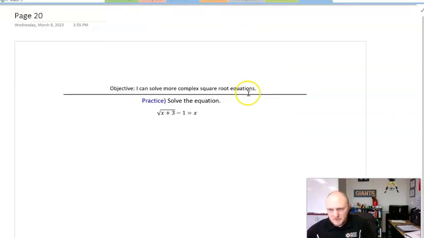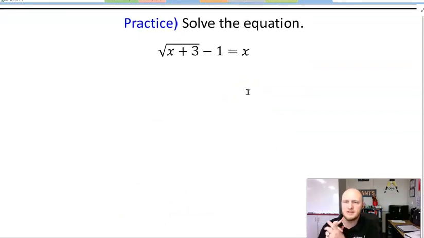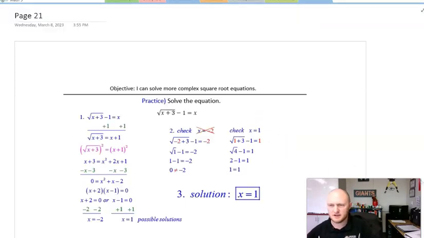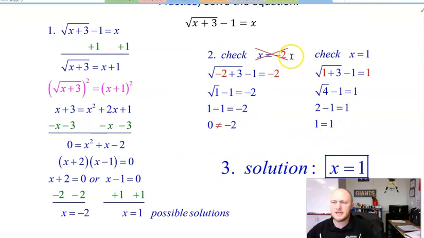Okay. I do have a couple practice problems. Please pause video, try this one, go ahead and solve, and we'll see what you get. All right, hopefully you tried that. Here is the solution. You should have gotten x equals 1 and x equals negative 2, where the negative 2 is extraneous.